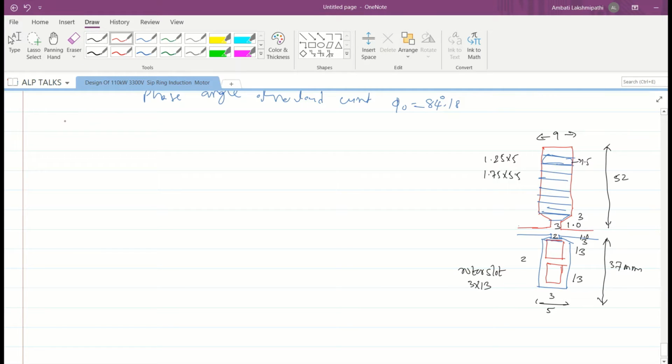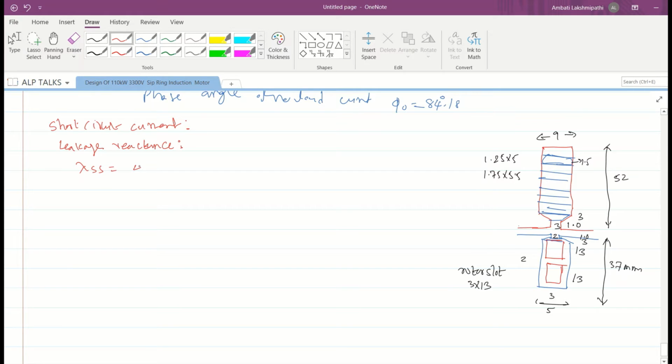So now we are calculating the short circuit current of the induction motor. For calculating this short circuit current, we first need to calculate the leakage reactance. Whatever leakage reactance we have in this machine, we should calculate it. There is an empirical formula for calculating the leakage reactance of the stator.